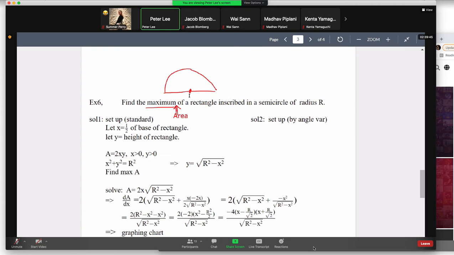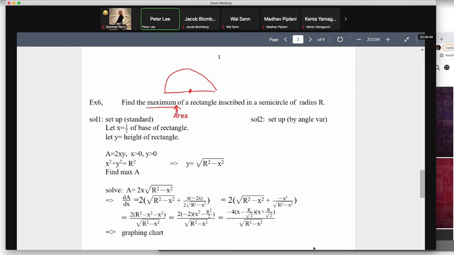Anyway, find the maximum area. Okay, so now we have this. Now we will inscribe a rectangle. A rectangle is going to look like this. And then the radius of the circle is r. Let me call this guy r. Again, the radius of the circle is r. So this guy right here is r.